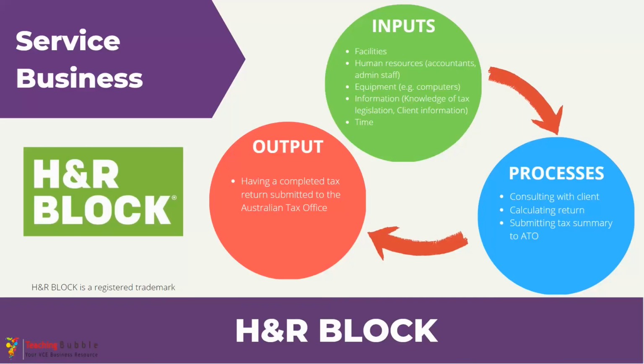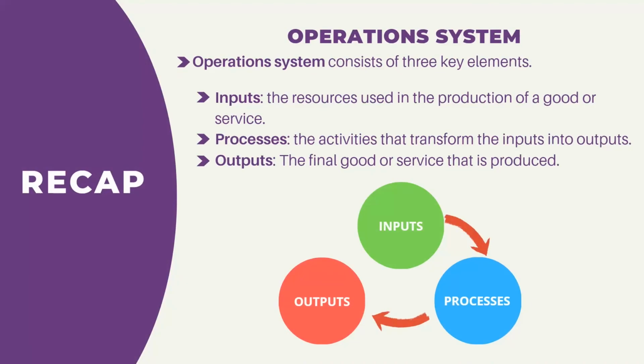And the output, well, that's the completed and submitted tax return for the client to the Australian Tax Office. So, as you can see, it doesn't matter whether it is a manufacturing business or a service business, whatever output is produced, it goes through these three elements in the operation system. So, just to recap, the operation system has three key elements. It's got the inputs, processes, and outputs. Those inputs are those resources used, not just raw materials, they are all the resources used to produce a particular good or service. The processes are all the activities that transform those inputs into the outputs. And finally, the output is that final good or service that is to be produced.